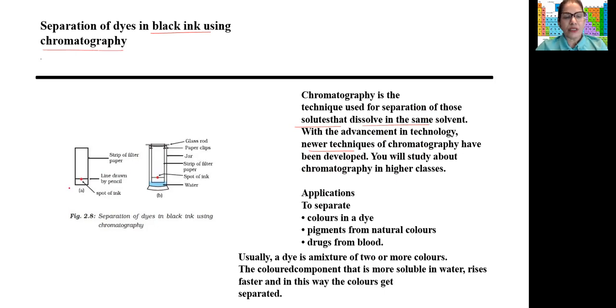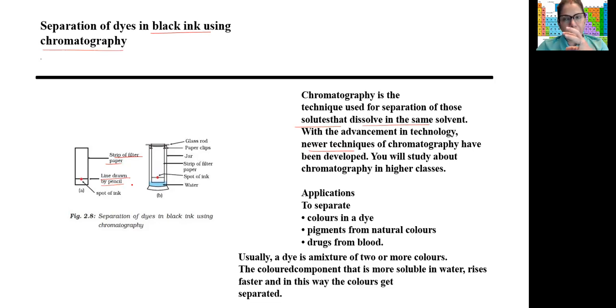Okay, so how is this done? A strip of filter paper is taken and a drop of ink is put on the filter paper. Okay, and then a line is drawn on the filter paper where you have put the drop of ink.